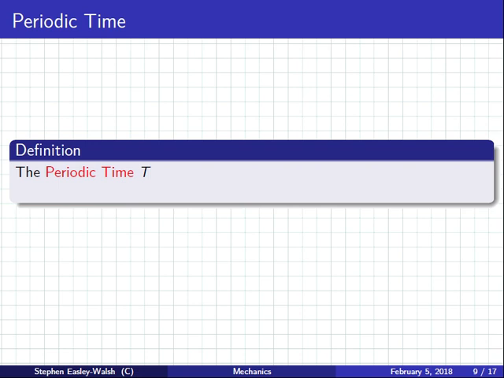Periodic time. What do you think this is? Delta T? Not delta t. What would you say that is? I know that in Chinese. We'll say it in English. The periodic time is the time for one cycle. Yes, the periodic time is the time taken for one orbit.